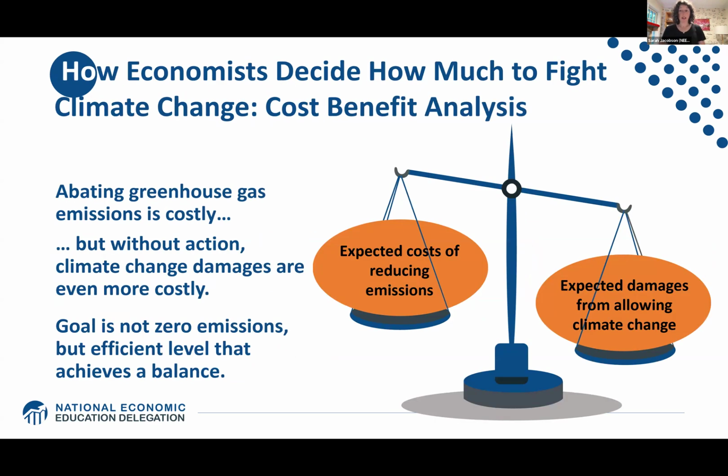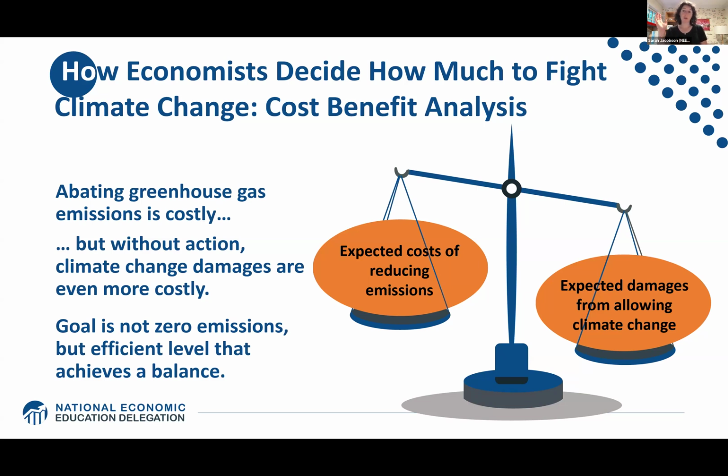Now, when we think about this in the context of climate change, those two things that are on the scales, reducing our greenhouse gas emissions, abating our greenhouse gas emissions, is costly. But on the other hand, climate change damages, the damages caused by allowing this pollution to cause these impacts on the planet, are also very costly, and in fact more costly if we don't intervene. And so we think in classic pollution economics about just balancing these two, getting to the amount of pollution that just balances those two. Typically, the goal is not to get to zero emissions, but to get to the level that just achieves that balance.